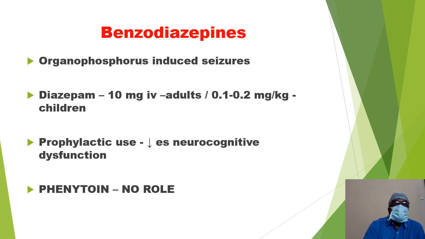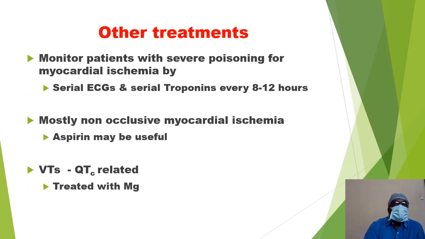Coming to benzodiazepines, benzodiazepines are very useful in organophosphorus induced seizures. Diazepam 10 mg IV in adults or 0.1 to 0.2 mg per kg in children should be used. Prophylactic use of benzodiazepines has been found to decrease the neurocognitive dysfunction. Remember, in organophosphorus induced seizures, there is no role for phenytoin. Don't try to give phenytoin in organophosphorus induced seizures. Benzodiazepines are the drug of choice.